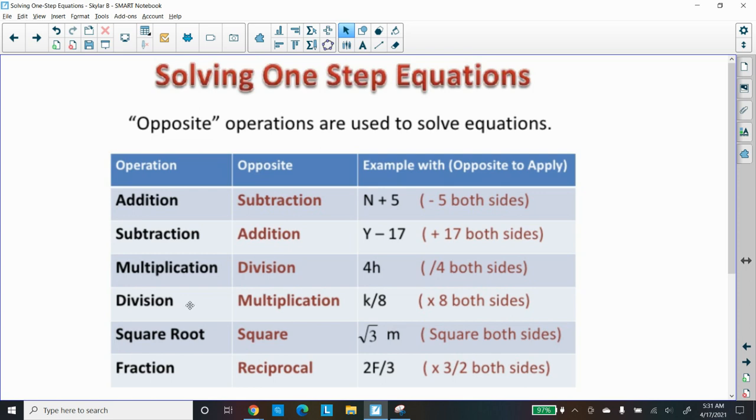If you have division, the opposite of division is multiplication. So this is a division problem, some number divided by 8. The opposite of dividing by 8 would be to multiply both sides by 8, and that is done on both sides of the equal sign. We won't talk about square root, but the opposite of square rooting is squaring. So you would square both sides of the equal sign. So if you had the square root of 3m, you would square both sides.